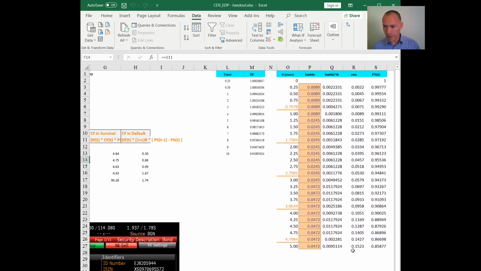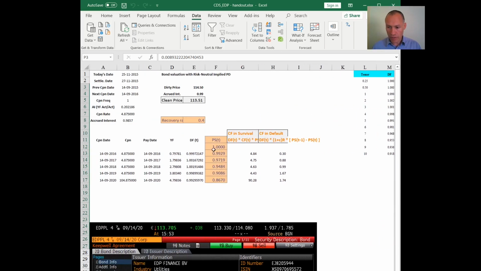here on the right. I repeat the lambdas that we obtained in the previous calculations and estimate the probabilities of survival. But again, here there is nothing new, right? These are the probabilities, or the lambdas, sorry, the lambdas that come from this previous estimation we did in the previous sheet. Okay, so nothing new so far. This is the probabilities of survival that I get from the CDS market.